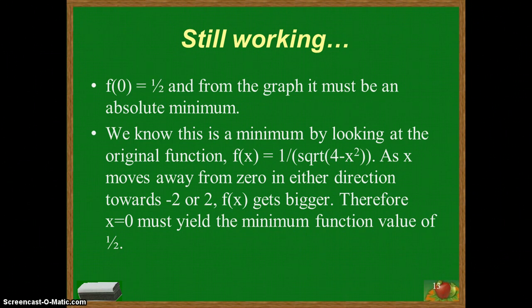We know this is a minimum also by looking at the original function, which is 1 over the square root of 4 minus x squared. As x moves away from 0 in either direction towards negative 2 or 2, f of x gets bigger. You can check this out by looking at your table of values on your calculator. Therefore, x equals 0 must yield the minimum function value of 1/2.